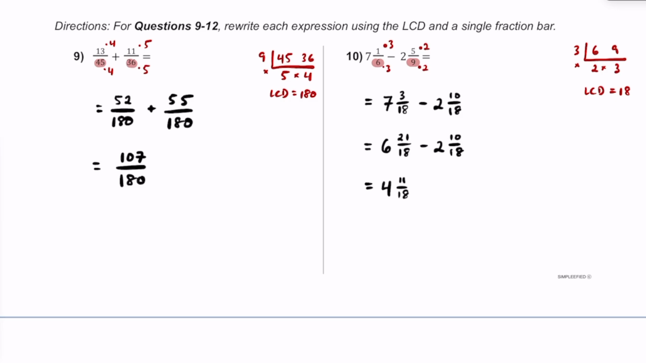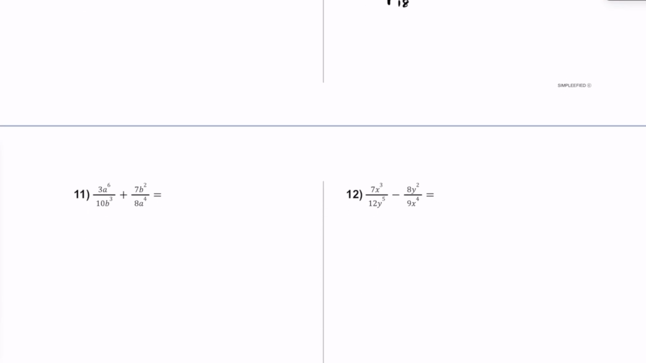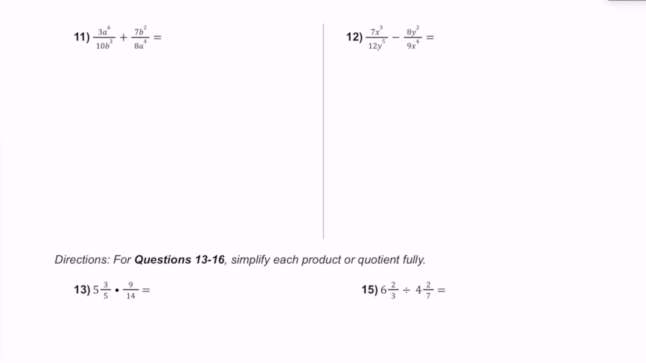So this would be the difference between these two rational numbers. All right, for number 11 and 12, looks like we're going to be adding some monomials together, so rational monomial expressions. So let's see if we can figure out how to do that. So let's see the common denominators here first.